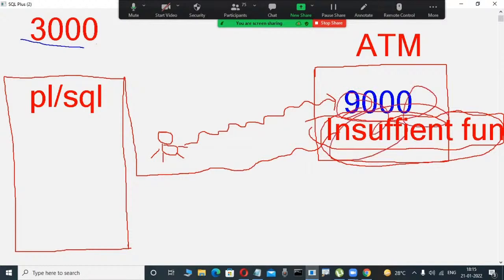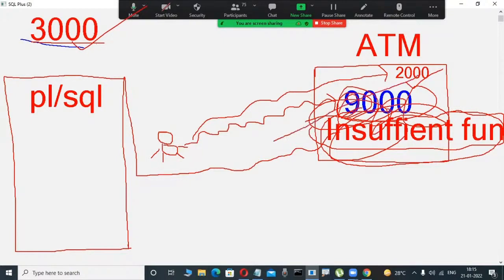Again, another scenario. For example, now here my balance is 3,000. Suppose I am inserting an ATM card. Now I try to withdraw 2,000 rupees, for example. Now it is possible. Why? Because here my balance is 3,000. Yes, I try to retrieve 2,000, which is less than 3,000. That's why this retrieval is possible. We are withdrawing the money, 2,000 is possible in this example.